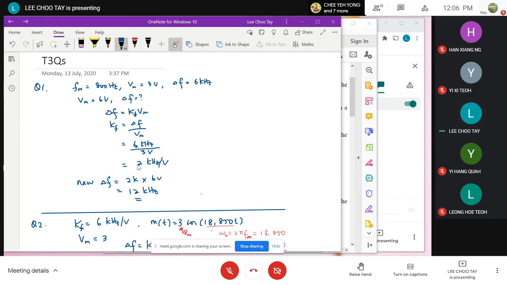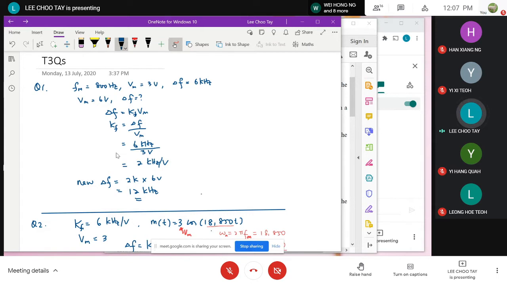Yeah. So what is Kf? Kf is the sensitivity of the FM modulator, right? And this is fixed. For any FM system, the Kf is built in, right? Unless you make it adjustable. Otherwise, Kf is fixed for any FM modulating system, right?